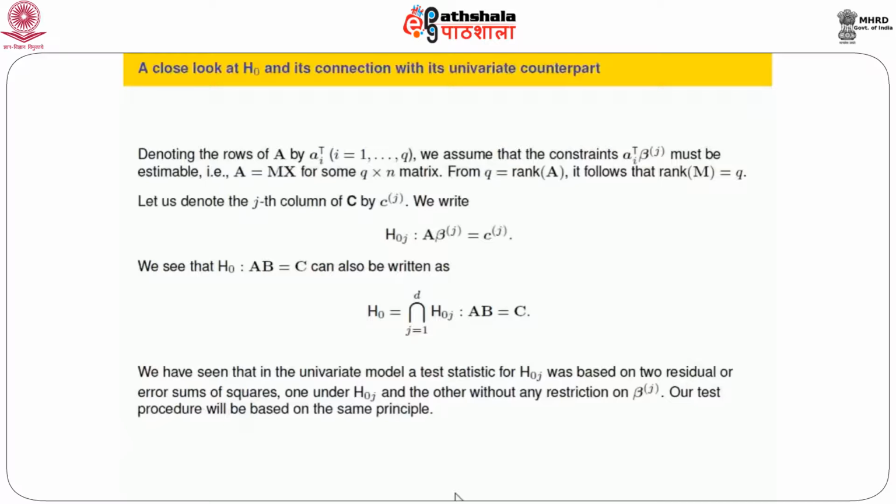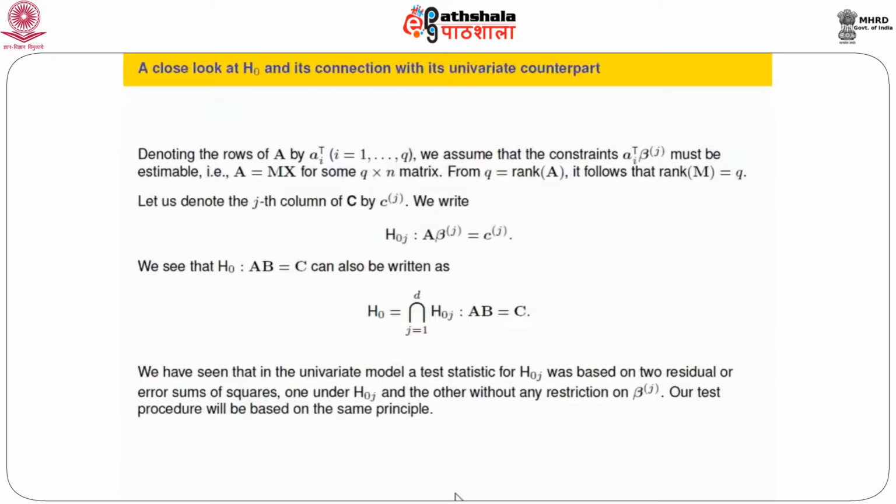So what is our agenda now? Our agenda is to test for this hypothesis, AB = C. It is assumed to be a consistent system, and the capital A matrix is of the form M times X, where M is some q cross n matrix and rank is q. This can be proved. We are not making this assumption. From this representation, A = MX, and the fact that rank of A is equal to q, that is the rows of A form a full row rank matrix, we can show that rank of M is equal to q. It's not a hard, difficult proof. We have seen it in one of our earlier slides.